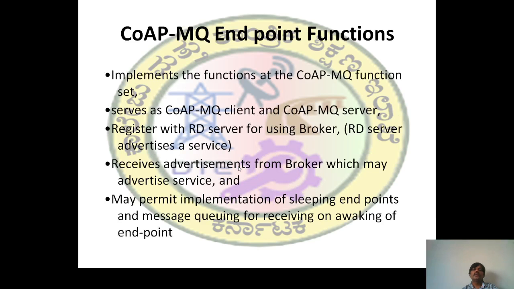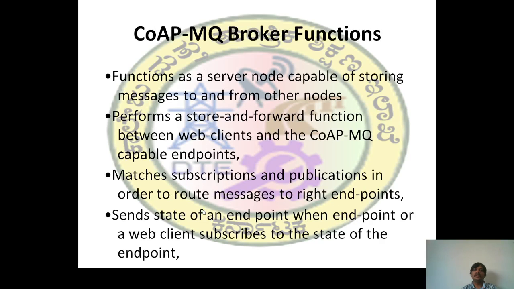COAP MQ endpoint functions implement the functions of the COAP MQ function set, serving as COAP MQ client and COAP MQ server. It registers with the RD server for using the broker. So here the RD server advertises a service, and another function is that it receives advertisements from the broker, which may advertise a service and may permit implementation of sleeping endpoints and message queuing for receiving and awakening of endpoints.